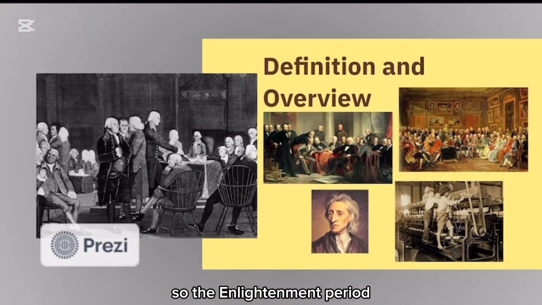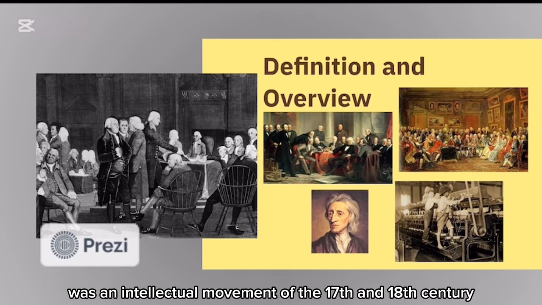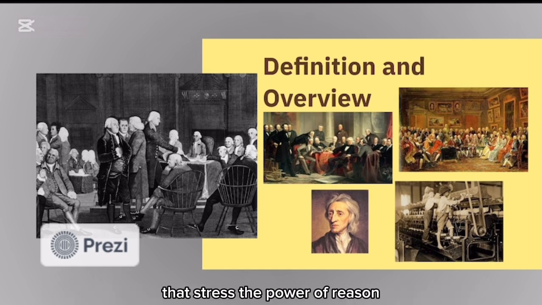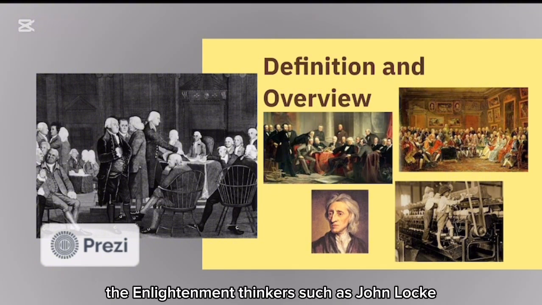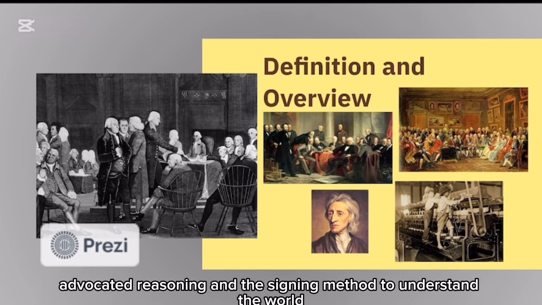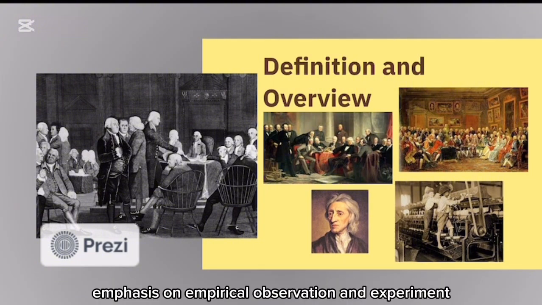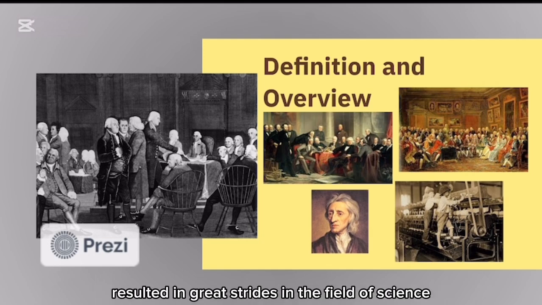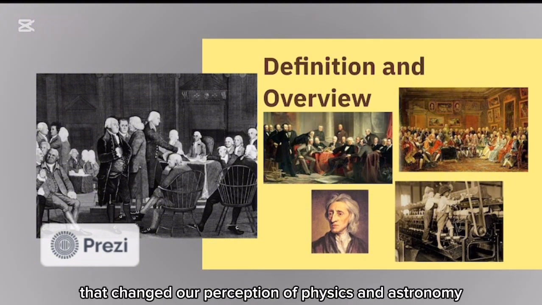So, the Enlightenment period was an intellectual movement of the 17th and 18th century that stressed the power of reason, science, and the rights of individuals. Enlightenment thinkers such as John Locke, René Descartes, and Rousseau advocated reasoning and the scientific method to understand the world and better it. Emphasis on empirical observation and experiment resulted in great strides in science, with people like Isaac Newton changing our perception of physics and astronomy.